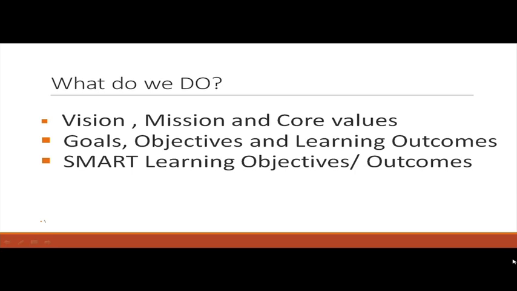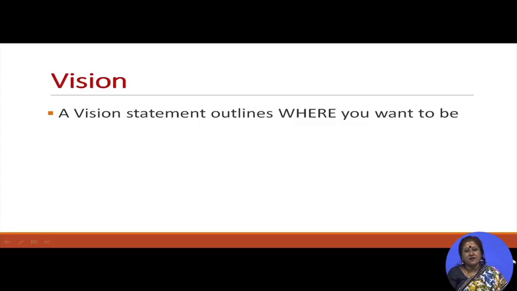Outcome based education. Today we will discuss vision, mission and core values, goals, objectives and learning outcomes, and how to write SMART learning objectives or outcomes. There is a confusion between what is the vision and mission. So, what is a vision?